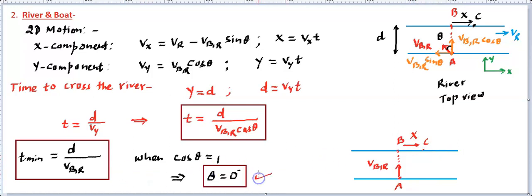For minimum time, theta is 0. That means you need to start moving in the direction just opposite. But because the river velocity is going to add up, you will be reaching point C, but it will be fastest. So the river is moving in this direction. Makes sense? This question has been asked in the examination many times: at what angle should we start and what is the minimum time? You can easily find out.